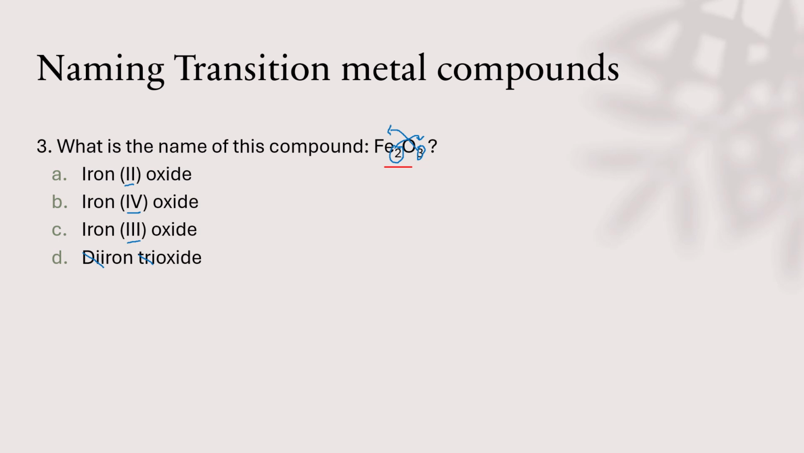So coming back to the answer here, we just figured out that it was iron with a 3+ charge, so that means we'll want to pick choice C, iron Roman numeral 3, and then oxygen becomes oxide. We're adding that IDE ending. So C is the correct choice here.